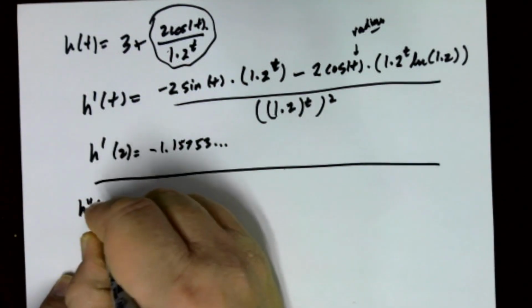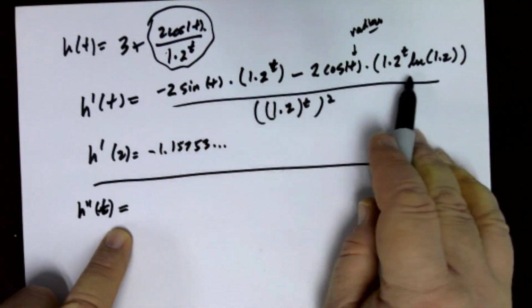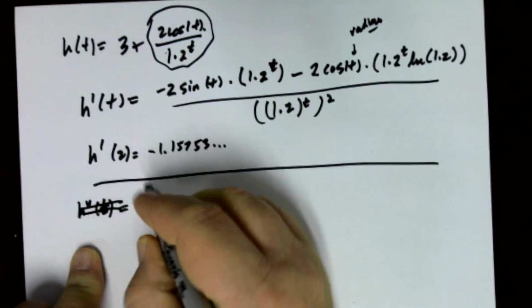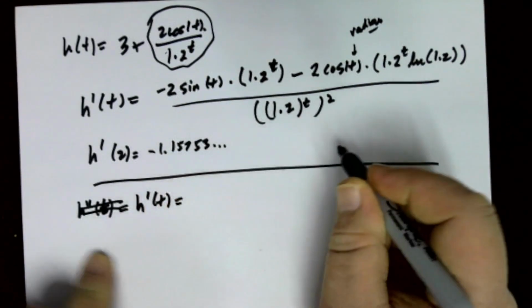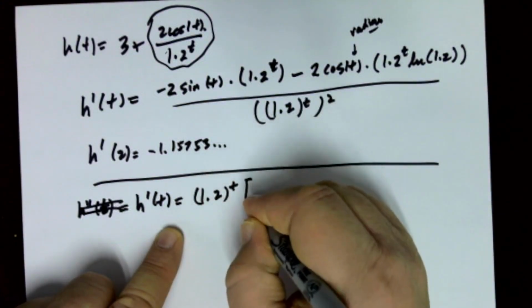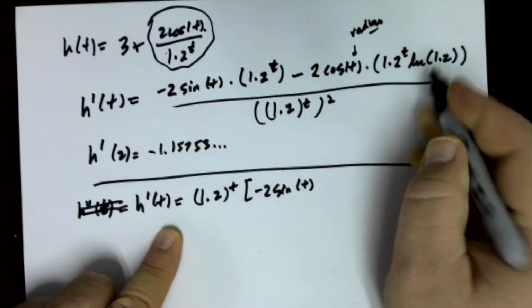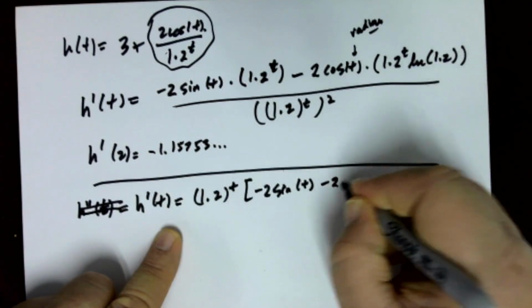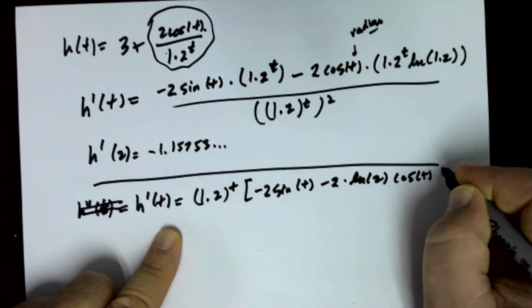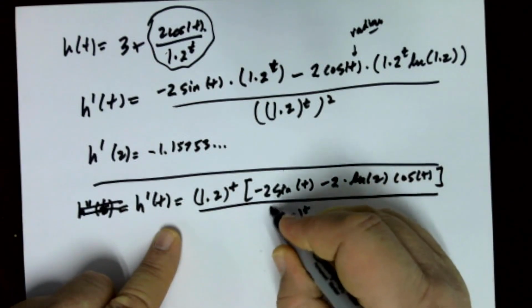Okay, let's take the second derivative now. Second derivative with respect to t. Now, it might be easiest just to factor this 1.2 to the t out, so maybe I'll simplify h prime first. Right, because if I factor 1.2 to the t out of the top, then I'm left with minus 2 sine of t, minus 2 times the natural log of 1.2 times the cosine of t, and then that's all over 1.2 to the t squared.